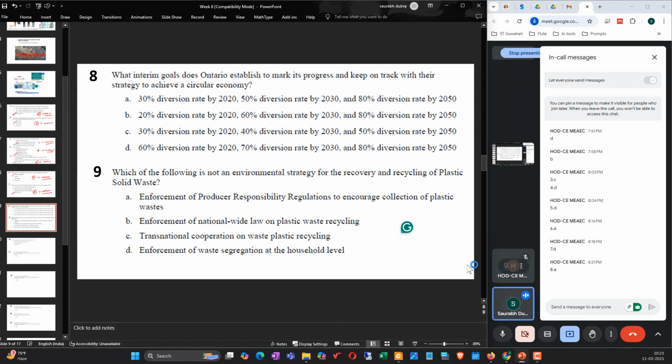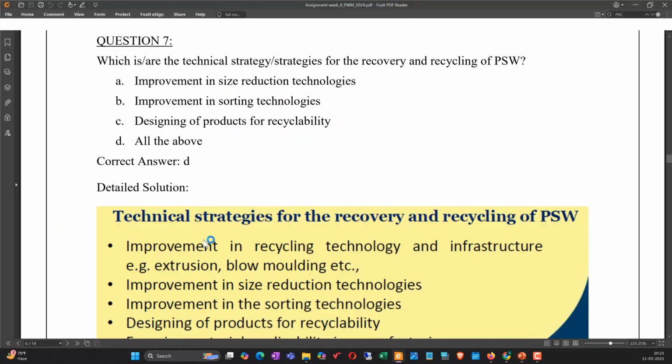So you please attempt. 8th AMM has attempted. So what interim goals does Ontario establish to mark its progress and keep on track with their strategy to achieve a circular economy, right? So we will be going for the answer.